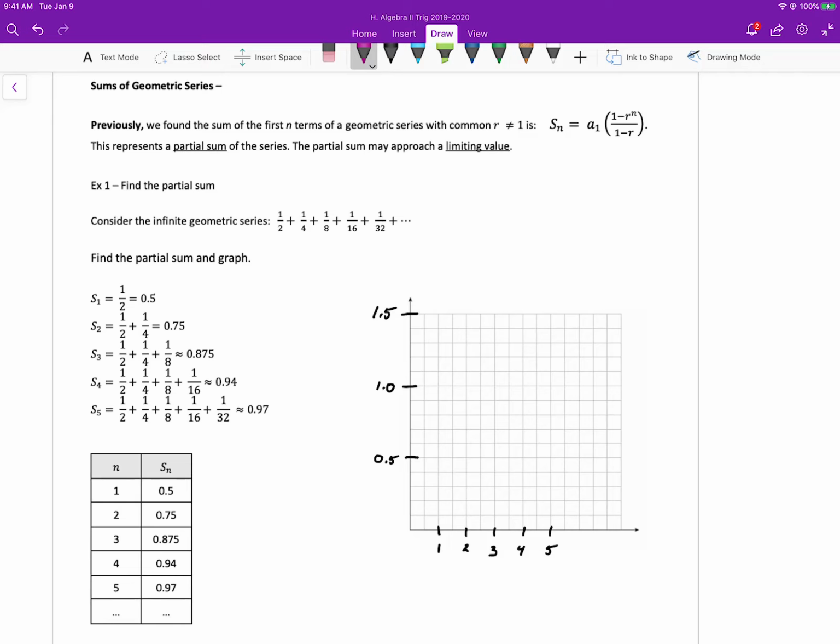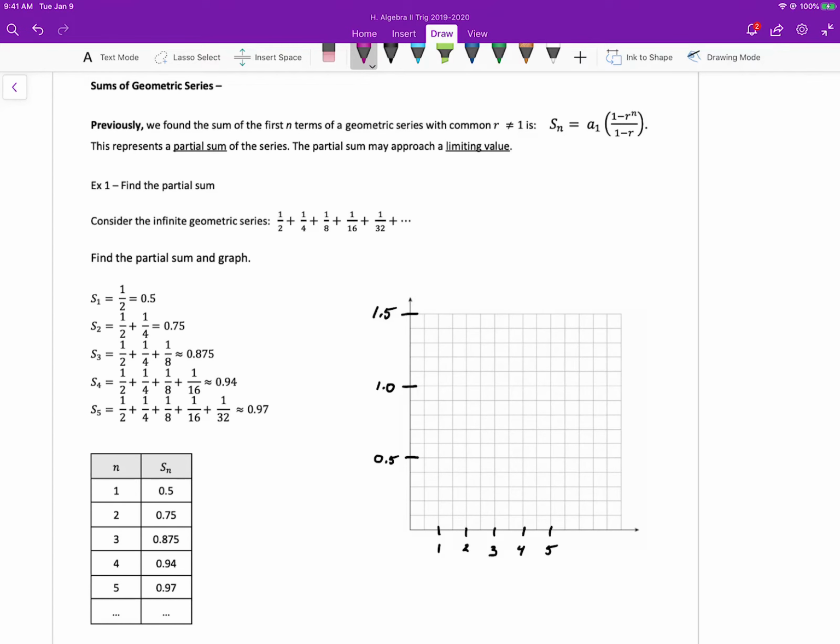Today we're going to continue finding sums of geometric series. Last class we found the sum of a partial series, that was the sum of a certain number of terms, and today we are going to discover what happens when the series goes on forever. And sometimes we can find the sum of a series that never ends, sometimes we can't.